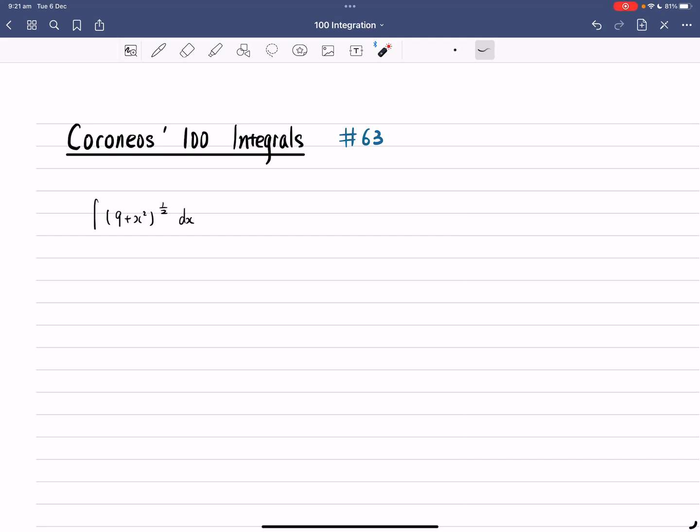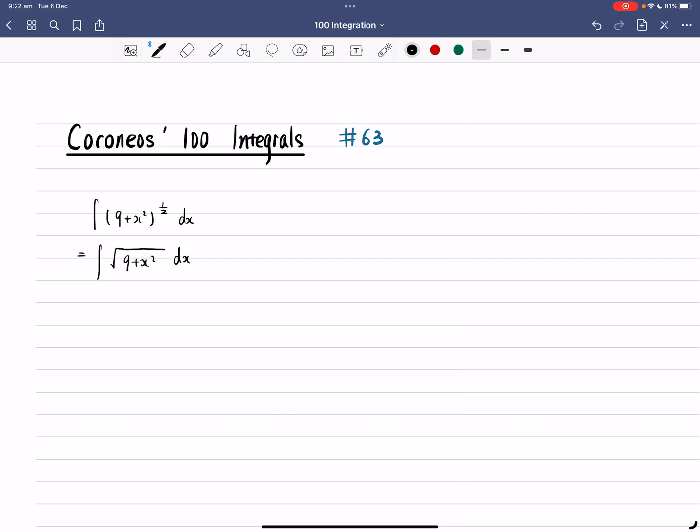Okay, Coroneos 100 integrals, number 63. For this question, we need to integrate (9 plus x squared) to the power of half. This is definitely a good question, and it's actually pretty hard. All right, so the first thing we do is change the power of half to the square root.